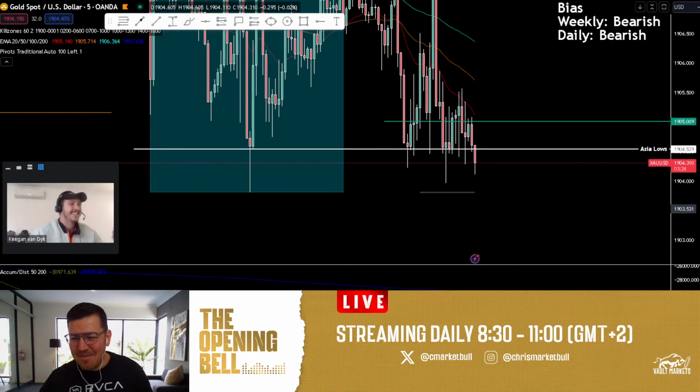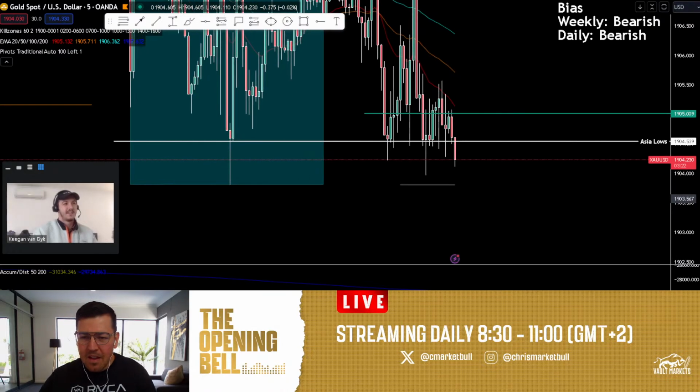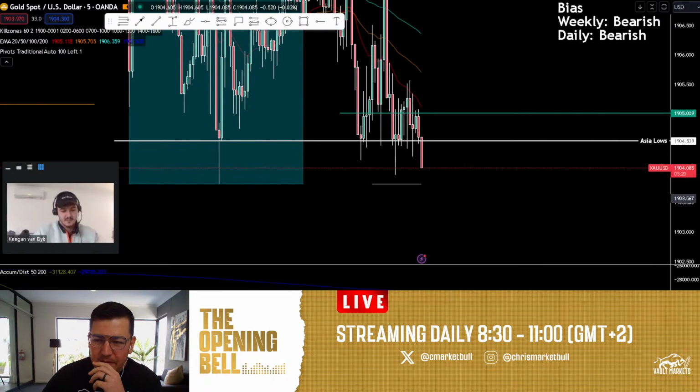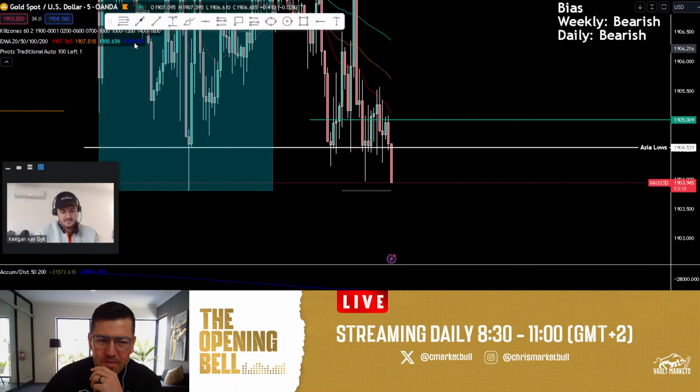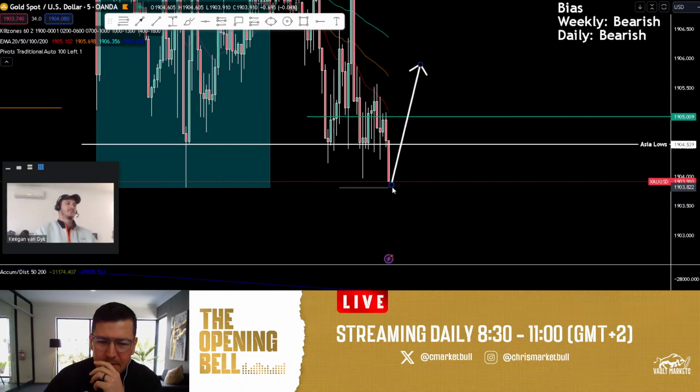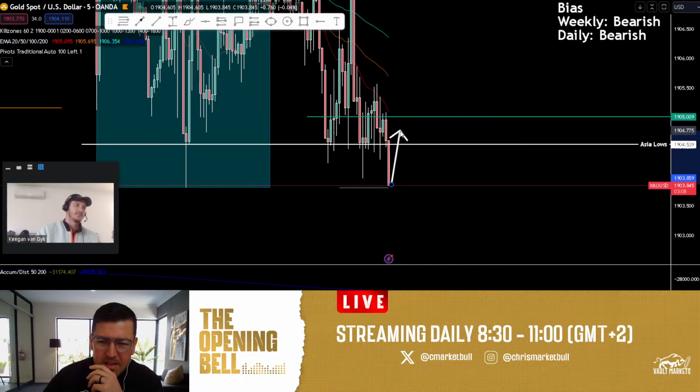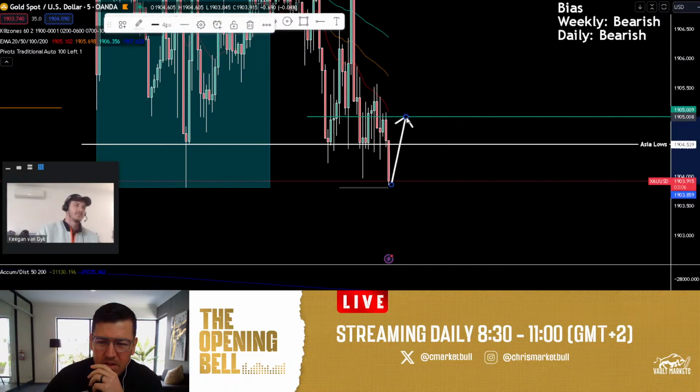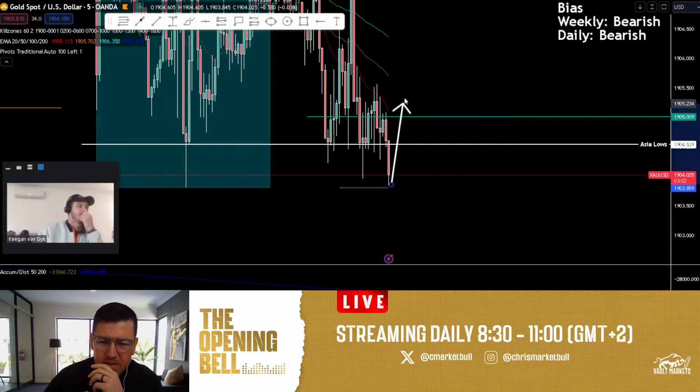Yeah, I do think if you get a reaction off this 104, what you could see potentially is something like this, where this is the manipulation. But otherwise, you don't want to see any rejections from this 1905 level. If it starts moving up, you actually want it to just clear through that level.